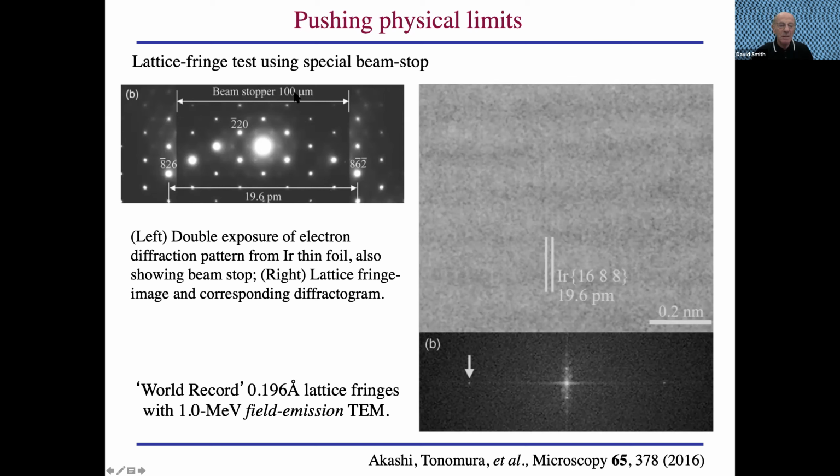They have a beam stopper. So this shows the diffraction pattern. And then they put the beam stopper in, and they got interference between the 8 bar 2 6 and the 8 bar 6 bar 2 reflections. And here is their result. You stare at that for a while and say, yeah, I guess I can see the lattice fringes.